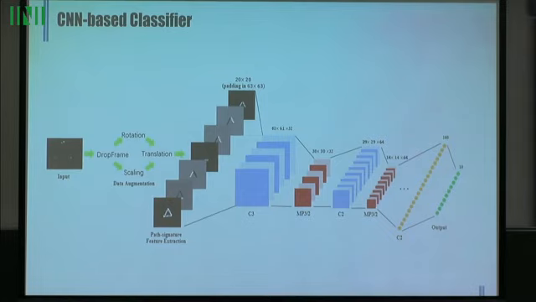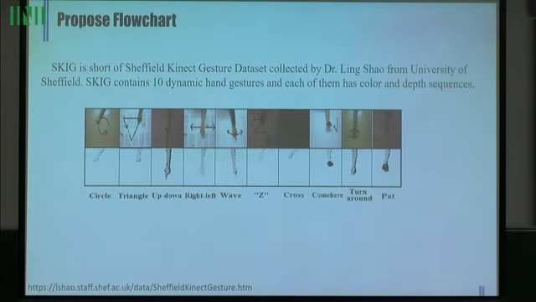So let me review this one. We have the hand extracted result as a trajectory, and then we do the augmentation, and this is the path signature feature extraction, representing them into different levels of path signatures, and then we will use CNN for the final classification. So this is a data set that we use for testing.